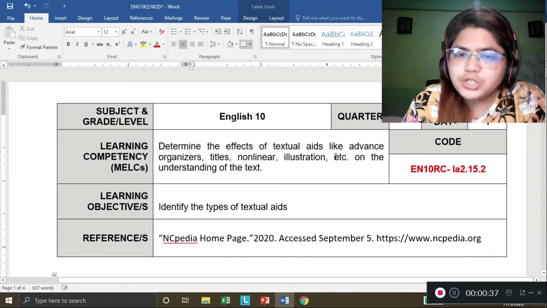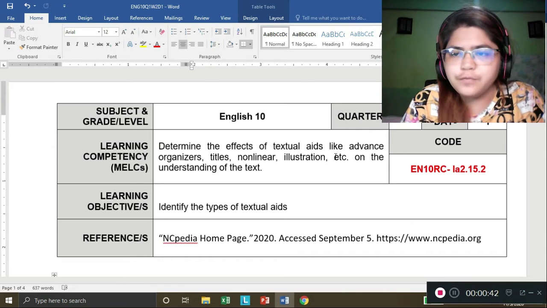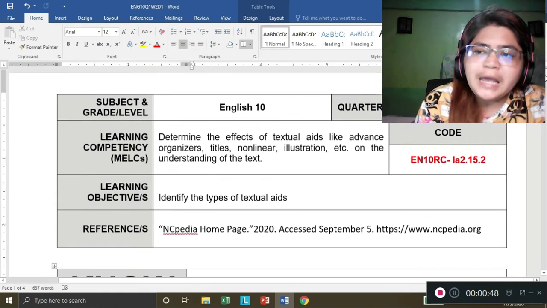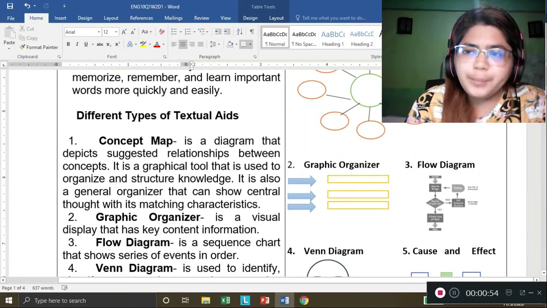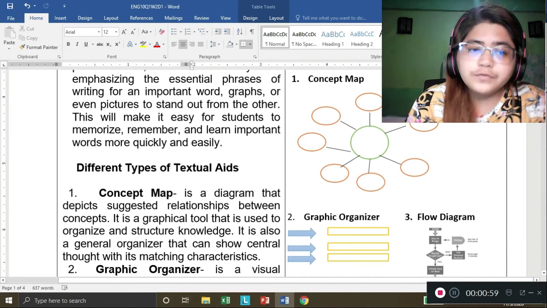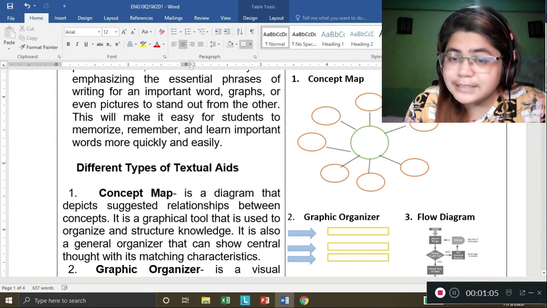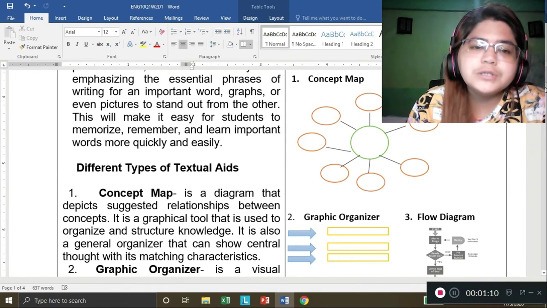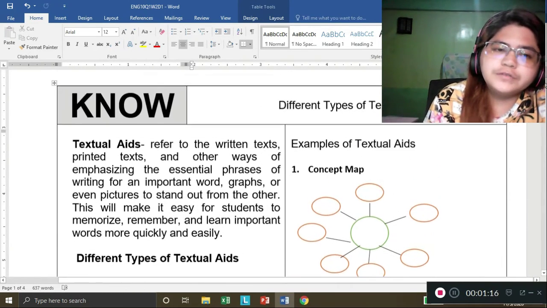Those things that I have mentioned are examples of textual aids. So for your learning objective for day 1, you are to identify the types of textual aids. I know some of these textual aids were already familiar to you, and these have been used, of course, during your classes, when we had the regular sessions. So for today, we're going to differentiate the types of textual aids.